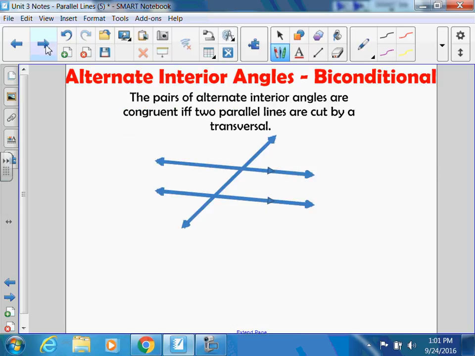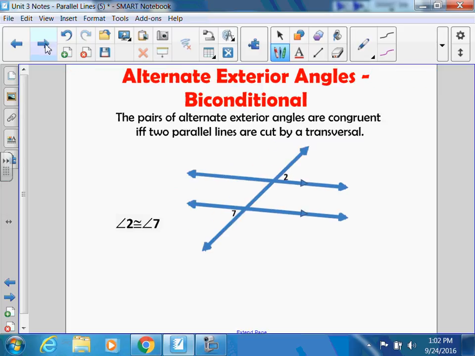All right, so if we have parallel lines, we already know that corresponding angles are congruent. Corresponding angles would be this angle and this angle. What's the relationship with alternate interior angles? Well, this angle here is alternate interior to this angle. If the lines are parallel, then those have to be congruent. Alternate exterior, same thing. Angle 2 and angle 7 are alternate exterior. And if I tell you those lines are parallel, then those angles are congruent.